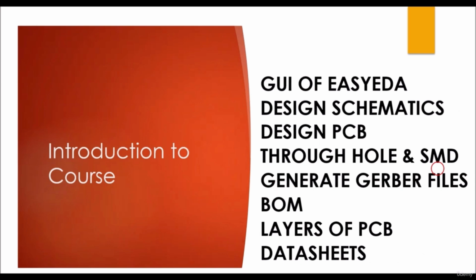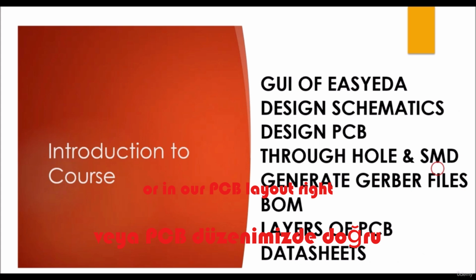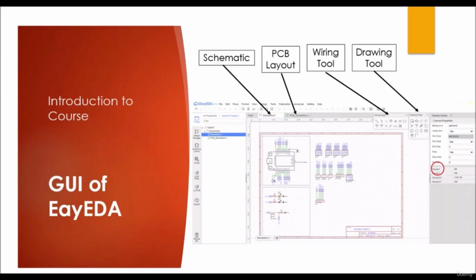And how we can create the footprint of that component if we want to add that component in our schematic and PCB layout, and if we want to use them. So the datasheet basically contains all the instructions and all the details of the components that we are going to use in our schematic or in our PCB layout, right? So now we will see all these details of the course one by one.